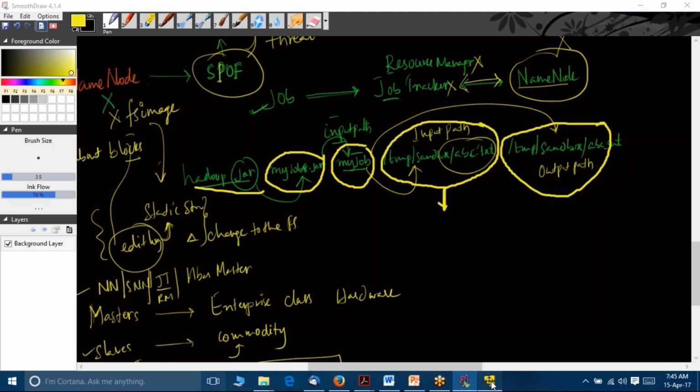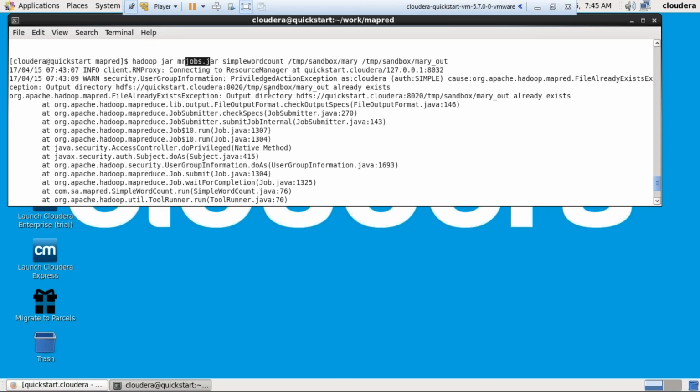Now, it is saying output directory already exists. What is the problem? If the output directory already exists, what is the problem? It is not able to overwrite the file, which is very clear. By default, every job that you submit to the cluster will not override the data if it is already present.